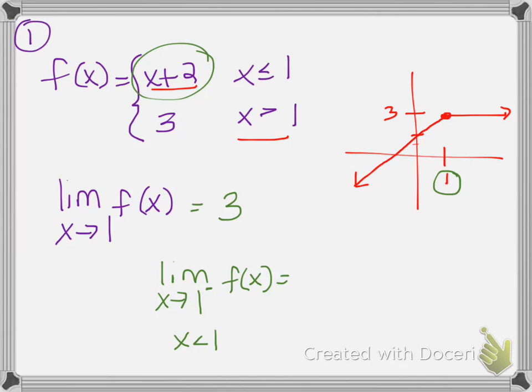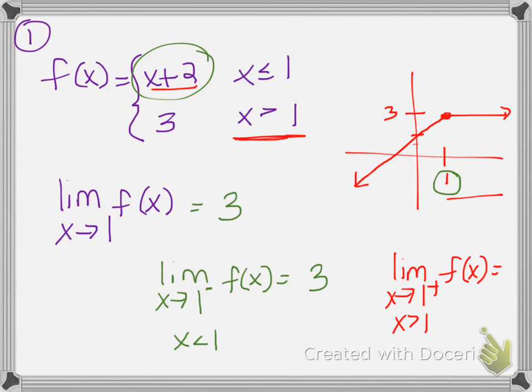So I'm just plugging in 1 in that first one, and I get 3. And then if I find the limit as x approaches 1 from the right, that would be x greater than 1, which is this part here. I'm just plugging it in, and I get 3. And I notice that both the one from the left and the one from the right are 3, so that must mean that the limit itself is 3.